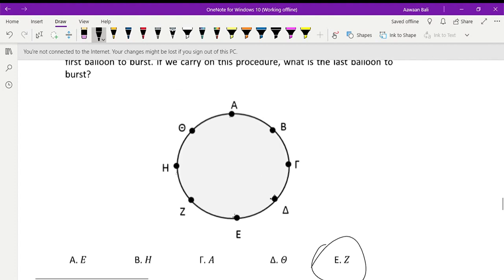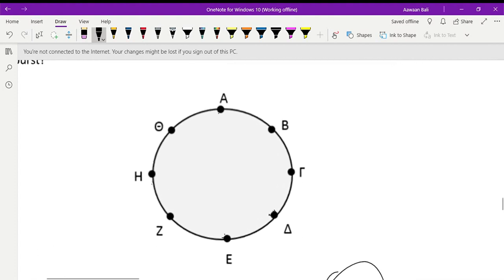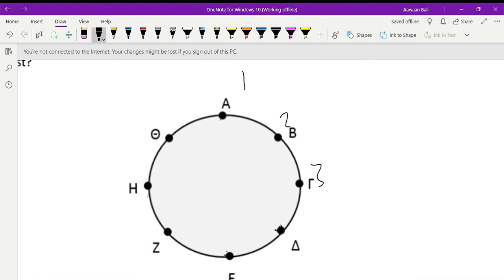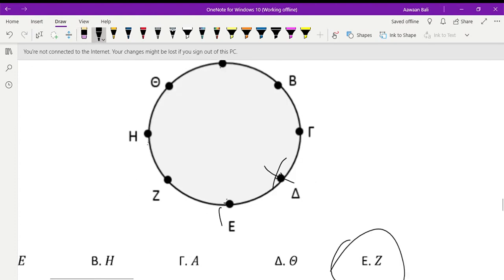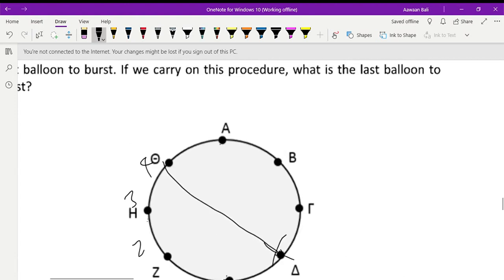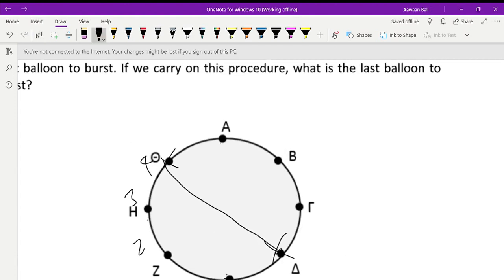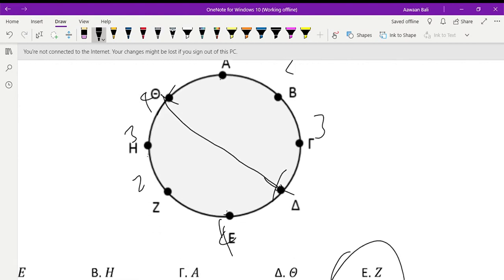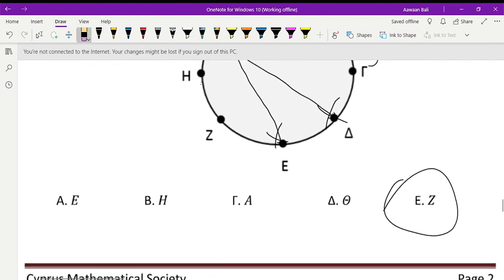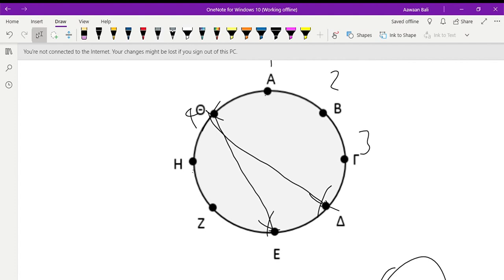Okay, so let's see. We first count 1, 2, 3, 4, and we know delta's burst. So that's where it starts. Then we count 1, 2, 3, 4. Then this is burst. Then we count 1, 2, 3, 4. Then this is burst. So now we're at eta, basically.